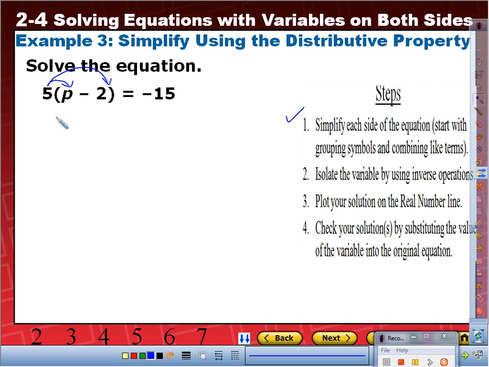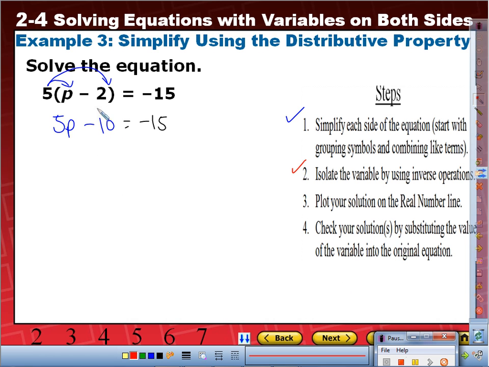So what is 5 times p? 5p. What is 5 times negative 2? Negative 10. And when we bring down the equal and the negative 15, does this look familiar? Yes. So let's continue. See if you can continue without me. So step 2 says isolate the variable by using inverse operations. So solve for p, please.